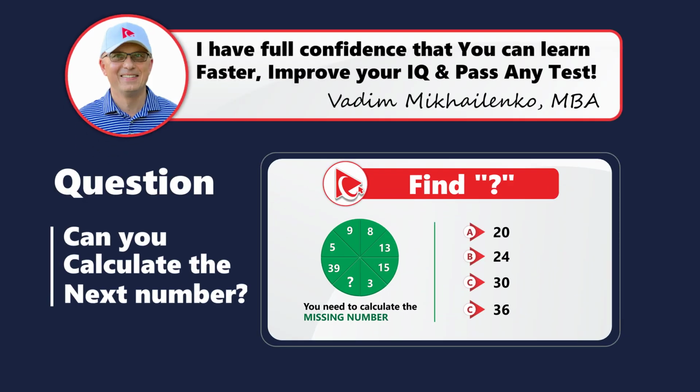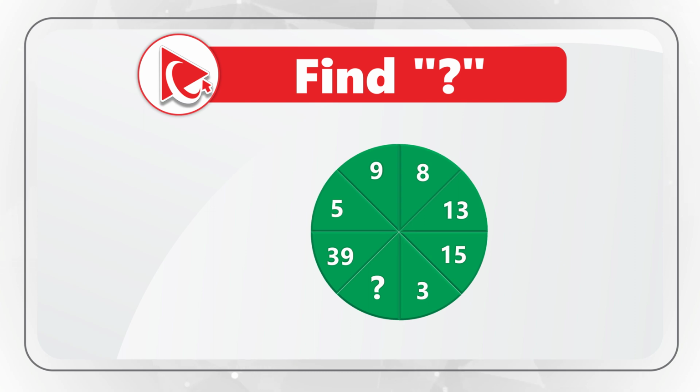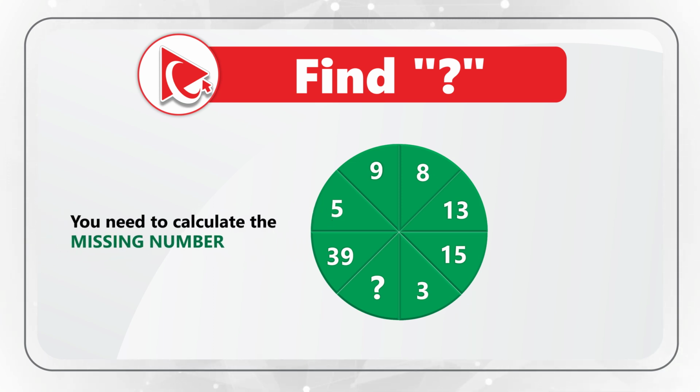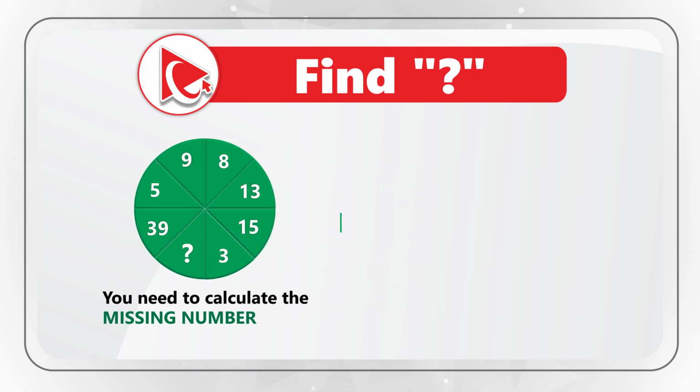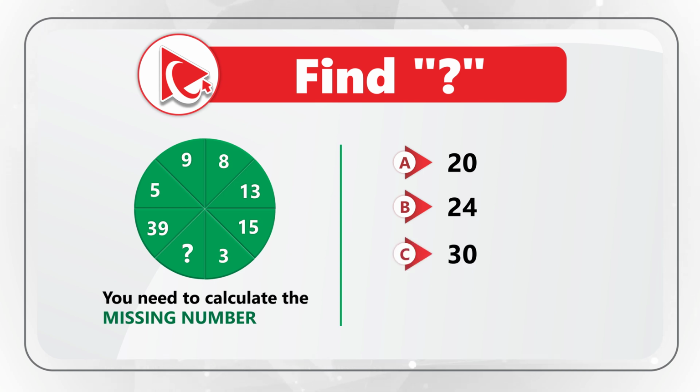Here's a problem some people might find challenging, but in reality, it's very easy to solve. You're presented with a circle, broken down into 8 sections. In each section, there is a number, and in one section the number is missing, and you need to calculate it. If we start with the 8 o'clock, the numbers that are present are 39, 5, 9, 8, 13, 15, 3, and then comes the missing number. You need to calculate the missing number out of 4 possible choices. Choice A, 20, choice B, 24, choice C, 30, and choice D, 36. Take a close look, maybe pause this video to see if you can calculate the solution.